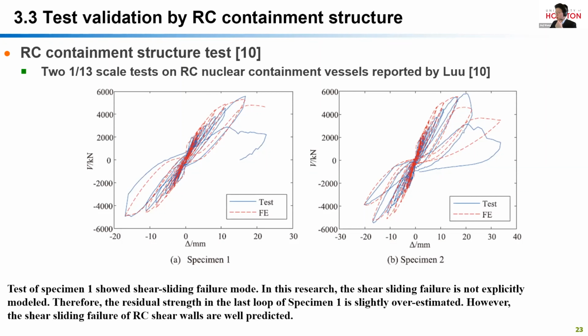Finally, the developed model still slightly overestimates the residual capacity of specimen number 1. As you can see here, the residual capacity is overestimated because the test result shows a shear sliding failure mode. In the future, we may further calibrate a detailed model for the shear sliding failure mode and improve the simulation accuracy for this kind of failure.